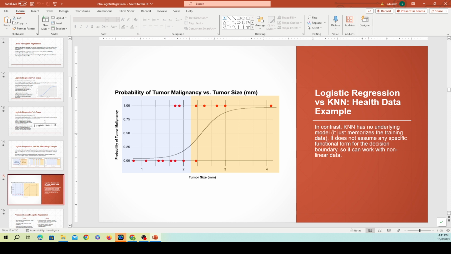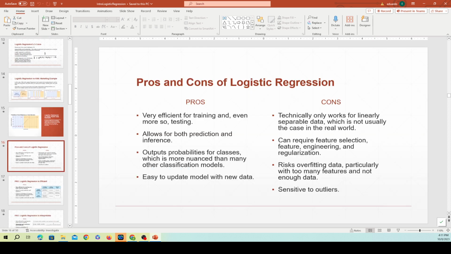In contrast, KNN has no underlying model. It just memorizes the training data. It does not assume any specific functional form for the decision boundary, so it can work in non-linear cases. Some of the pros and cons of using logistic regression. A pro is that it's very efficient for training and even more for testing. It allows both predictions and inference. It outputs probabilities for classes, which is more nuanced than many other classification models. So practically none of the other model systems will give you a probability on how well the prediction was made.